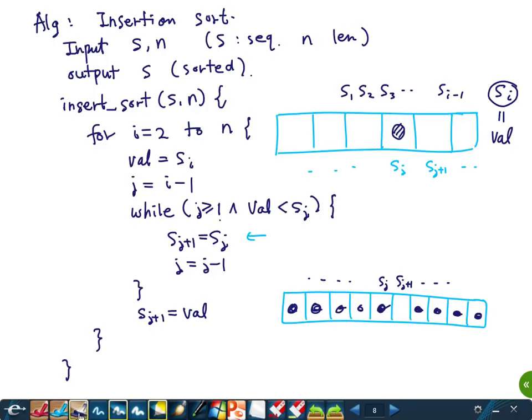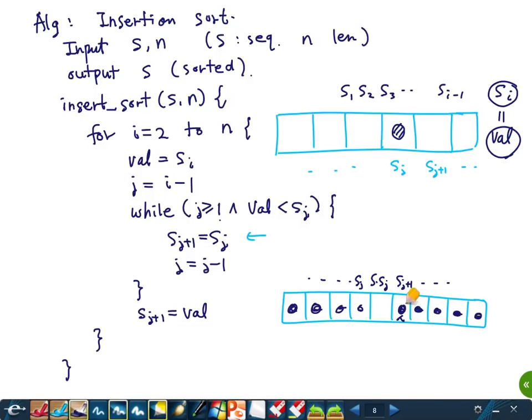So we are going to see if this is the right place for val. If val is bigger than this, then this is the right place. But otherwise, if Sj is bigger, this is not the correct place for val. That means we are going to move this to the next slot, and so this just jumps from here to here, and now j is over here, and then compare val and see if this is the right place for val, etc.